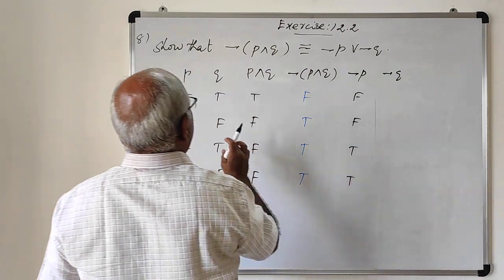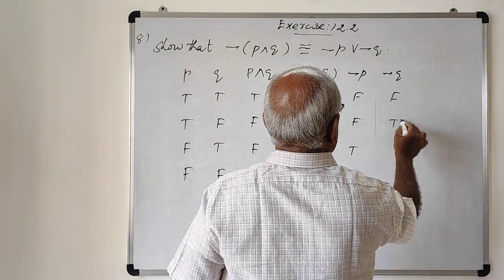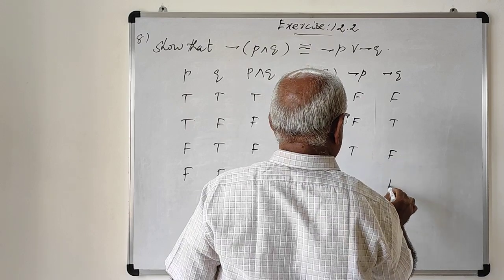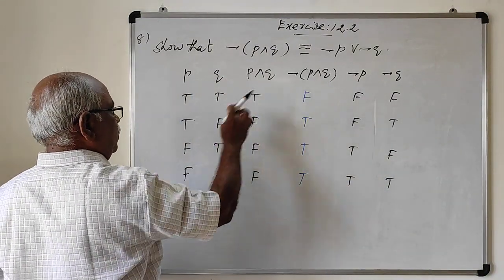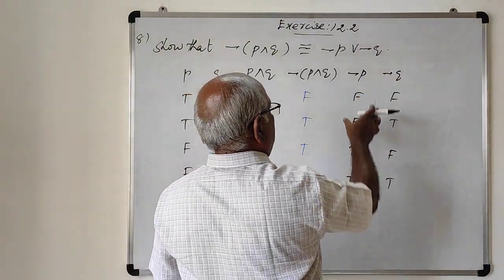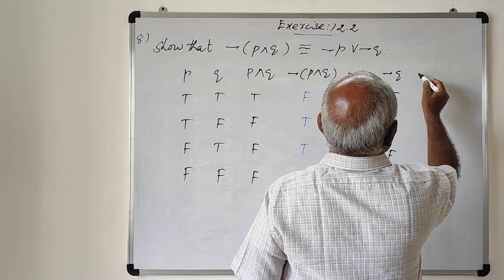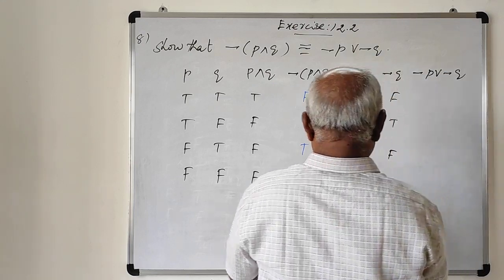Negation of Q: T, F, T, F is replaced by F, T, F, T. T is replaced by F, F is replaced by T. Next, disjunction for these two columns, we want negation P, disjunction negation Q.